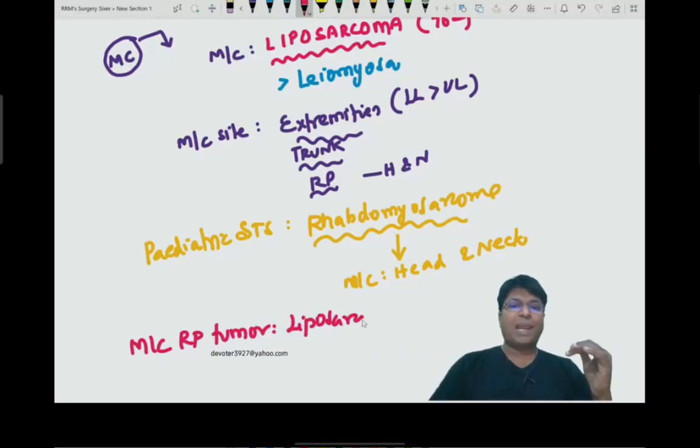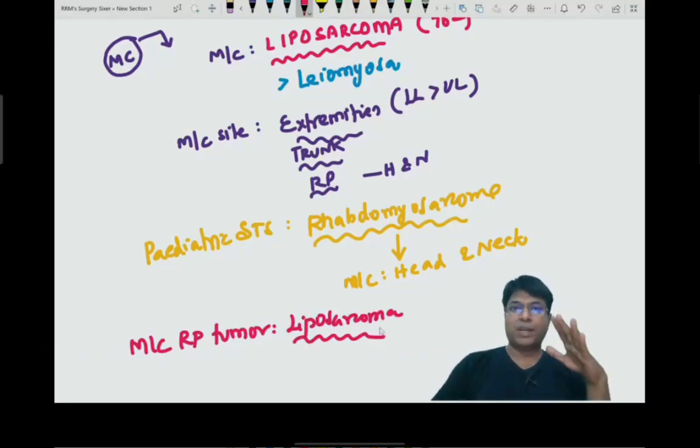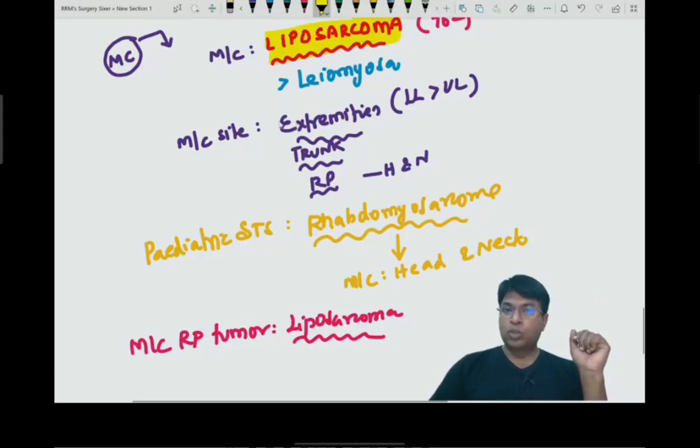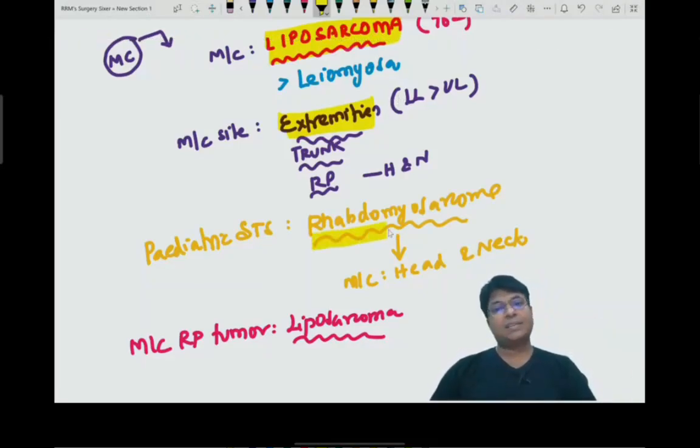These are typical one-liners you can get in the old pattern NEET question. Please don't forget these basic points. The most common soft tissue sarcoma in the previous edition was malignant fibrous histiocytoma. It is no more; it is now liposarcoma. The most common site is the extremities, and you can give soft tissue sarcoma as a differential diagnosis of a lipoma in the thigh, and discuss it. In pediatrics, it is rhabdomyosarcoma, and the most common retroperitoneal tumor is liposarcoma.